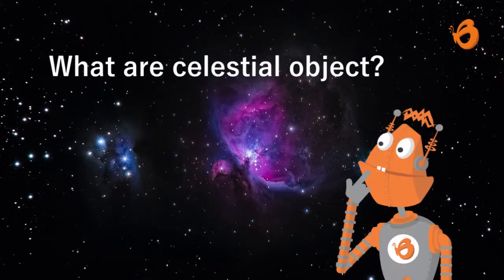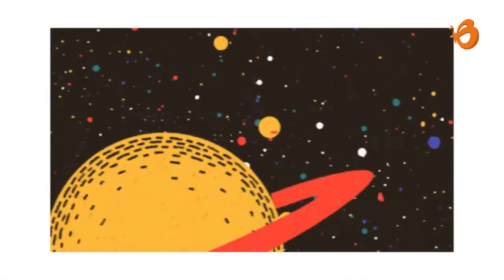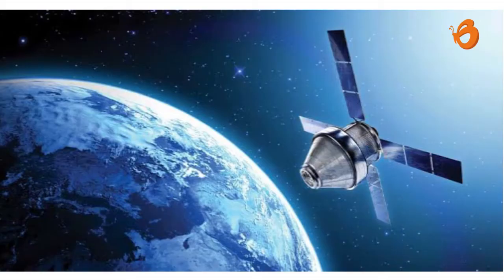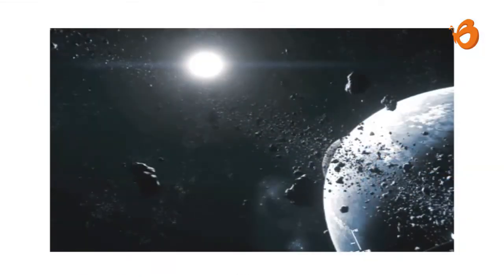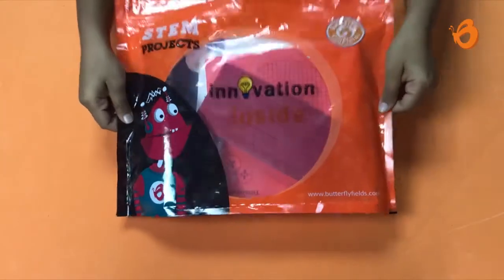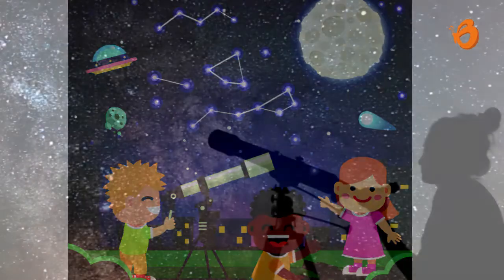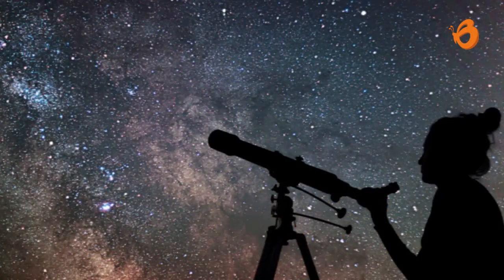What are celestial objects? Celestial objects are defined as any natural body outside the Earth's atmosphere. For example, satellites, asteroids, meteors, etc. The activities in this kit are a unique opportunity for kids to play astronomers. Astronomers use math and science to observe and study celestial objects.